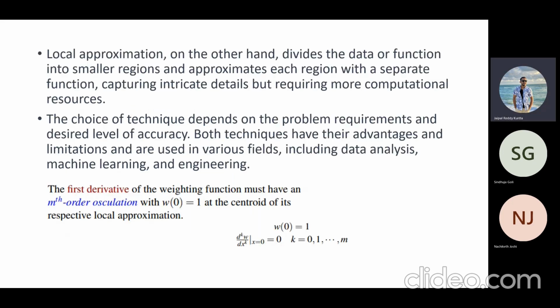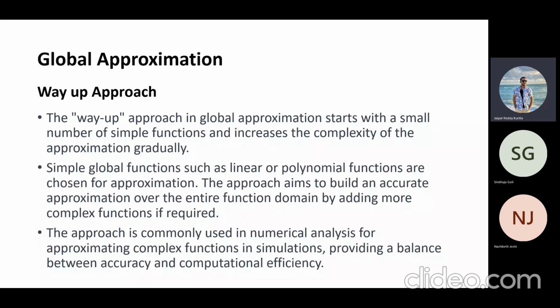For interpolation, the first derivative is like dw by dx whole k equals 0, where w equals 1, where k ranges from 0 to m. Global approximation. So global approximation is initially divided into two types, which are the way up approach and the way down approach. So we'll just look at it. What is the way up approach and the way down approach?